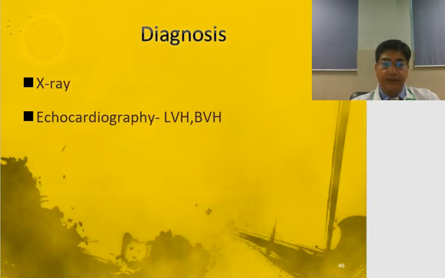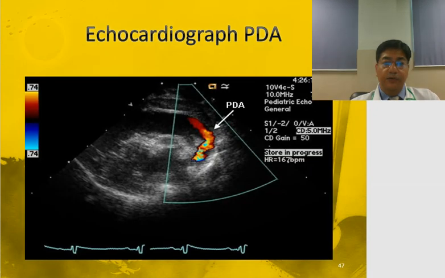So diagnosis is similarly by X-ray, ECG and echocardiography. A larger PDA will present with biventricular hypertrophy. And you can diagnose the PDA by echocardiogram, and you can rule out associated lesions before you give the treatment.